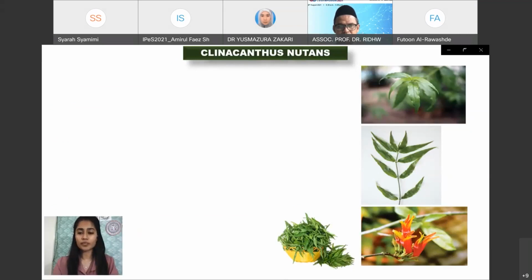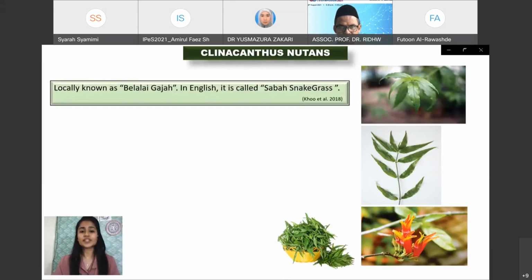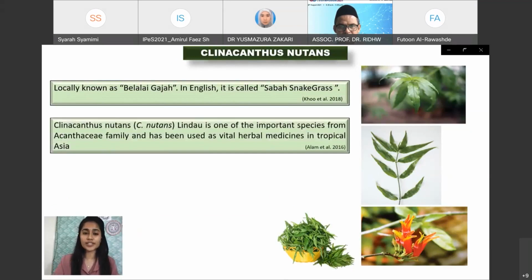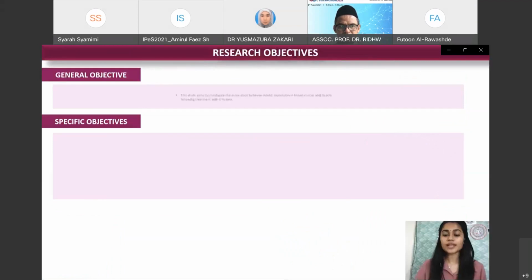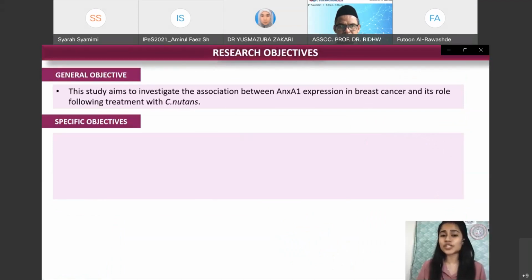Immunomodulation by plant-derived products is of active interest in therapies being designed to combat cancer. Clinacanthus nutans, locally known as Belalai Gajah, in English it is called Sabah snake grass. It is one of the important species from the Acanthaceae family and has been used as a vital herbal medicine in tropical Asia. Interestingly, it has gained much attention due to its immunomodulatory and anti-cancer effect. However, the mechanism remains unclear. Thus, our study aims to investigate the association between annexin A1 expression in breast cancer and its role following treatment with Clinacanthus nutans.